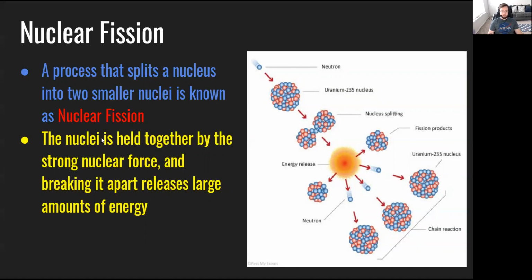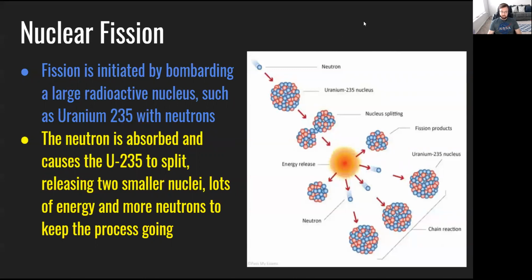And remember, the nucleus is being held together by the strong nuclear force. So since there's a strong force holding them together, when you rip that apart, all that energy is going to be released. And that's why they produce so much energy and are such devastating weapons, because of all that energy that was being held inside and is now released.